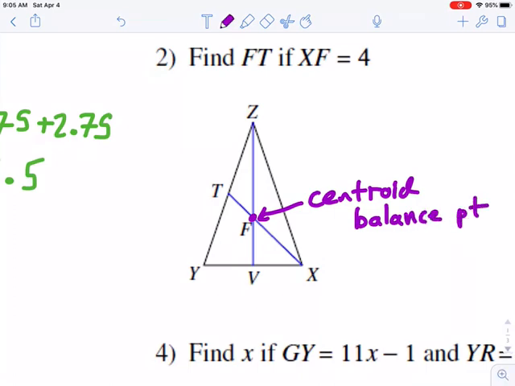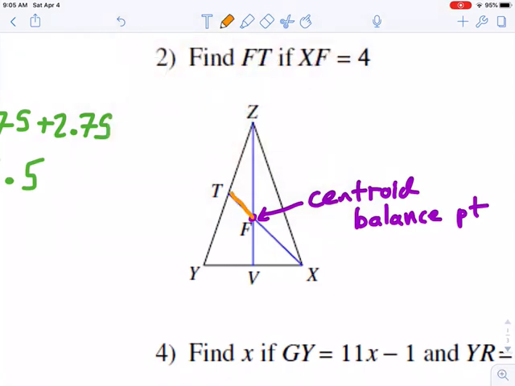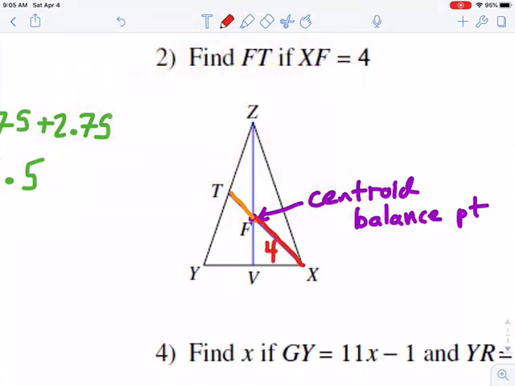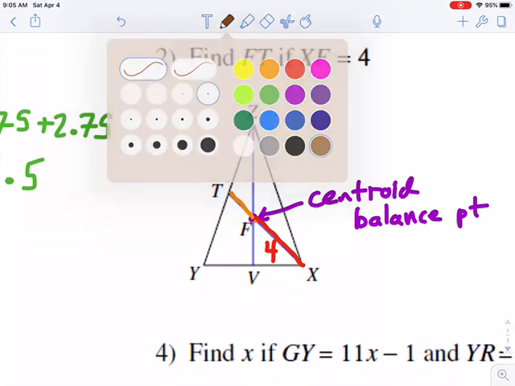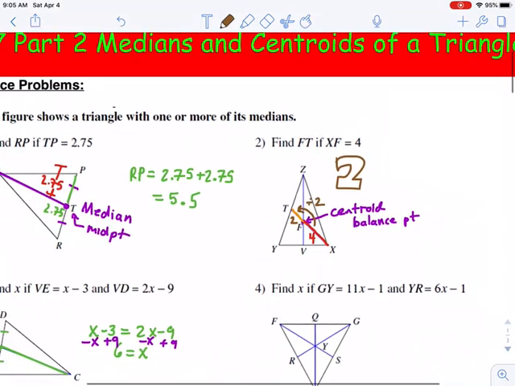All right. So now it's saying find FT if FX is 4. This is like a basic problem. We did these problems yesterday, so the hard part is just remembering. But remember that to get from vertices to centroid and then the centroid to midpoint, you divide by 2. So TF is really just 2. If you can remember that it's doubled or half, however you want to think about it, then you can quickly find that the answer is 2.